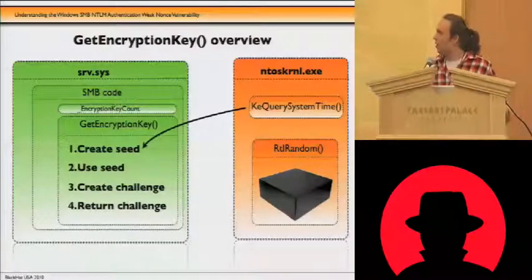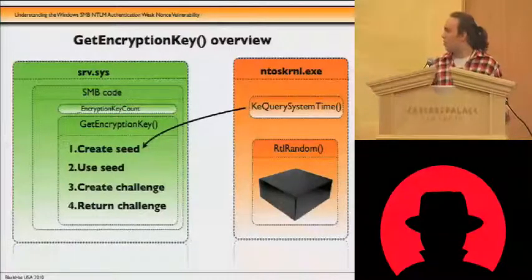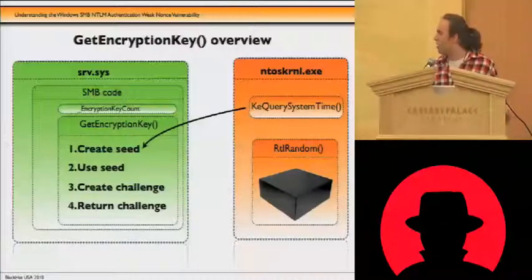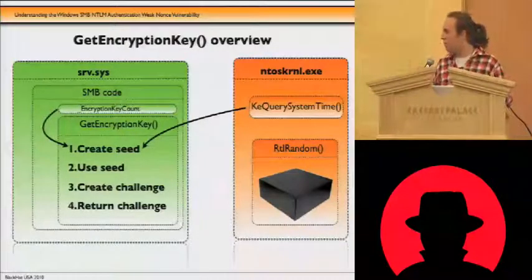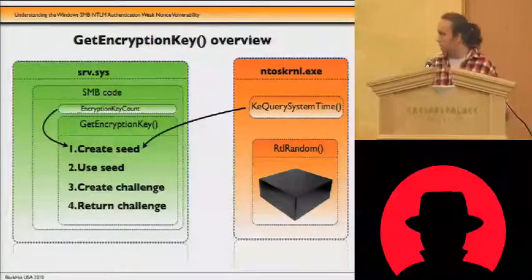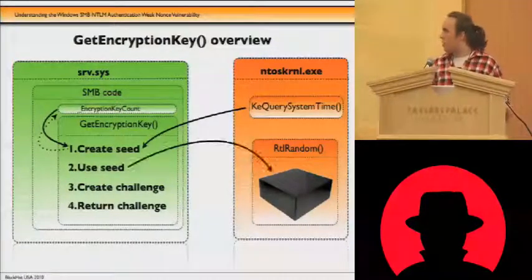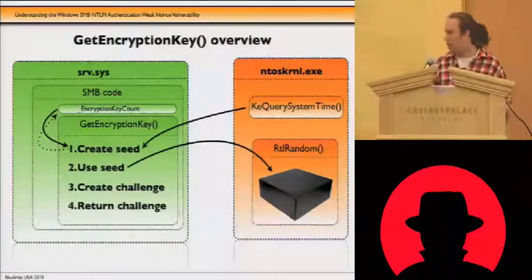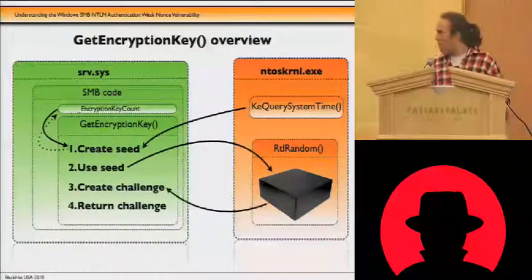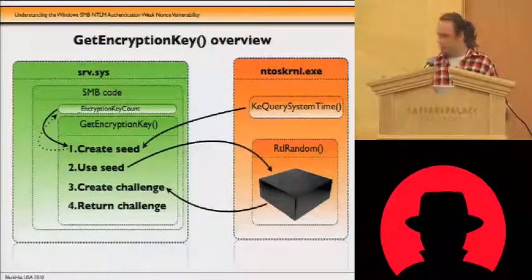The first thing it will do is retrieve the current system time using kernel query system time and create a seed. We'll create a seed with a part of that time and also using a counter, which is called encryption key count. Then, once the seed is created, we'll call the RTL random function, which is a PRNG. And with that, we'll create a challenge and return the challenge to its caller.